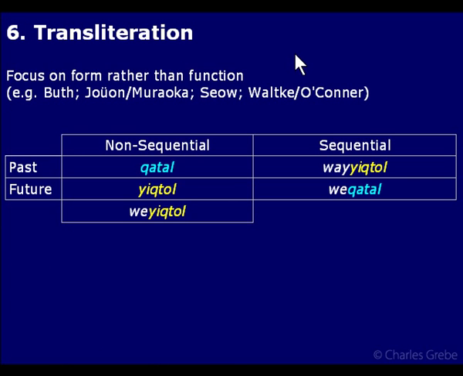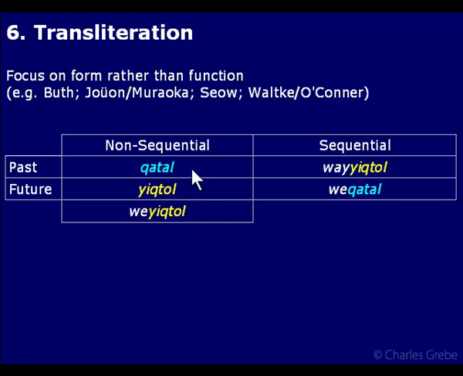And lastly, we have transliteration. Now this one is a little different. This way of talking about these tenses, these forms, focuses on the form rather than the function. And this is used by many grammarians: Booth, Joüon-Muraoka, Seow, Waltke O'Connor. In addition to the other terms, they'll use this sometimes. You want to use this when you don't want to talk about how it's used. You simply want to talk about the form. It's a neutral way of talking about these various forms.